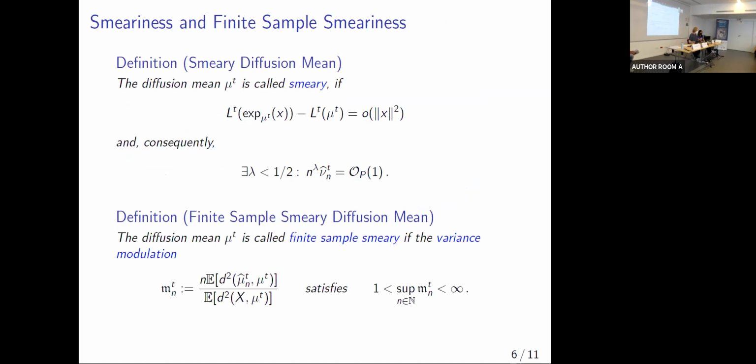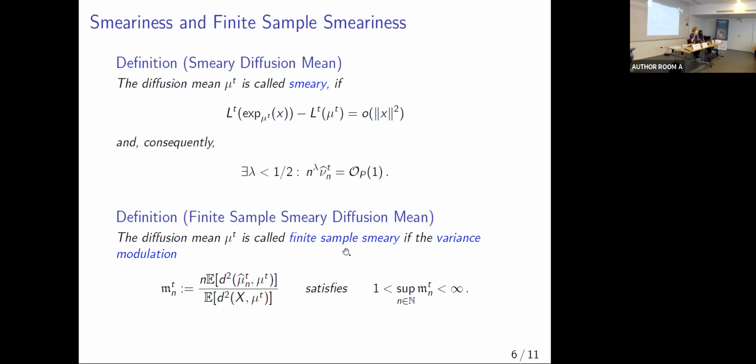And we can define a smeary diffusion mean, just like the smeary Fréchet mean, if the likelihood at its minimum is flatter than a normal square parabola. We speak of smeariness, and then it turns out that the asymptotic rate of the diffusion mean is actually slower than square root of n. Okay, and the limiting distribution is not a normal distribution, but a somewhat related distribution.